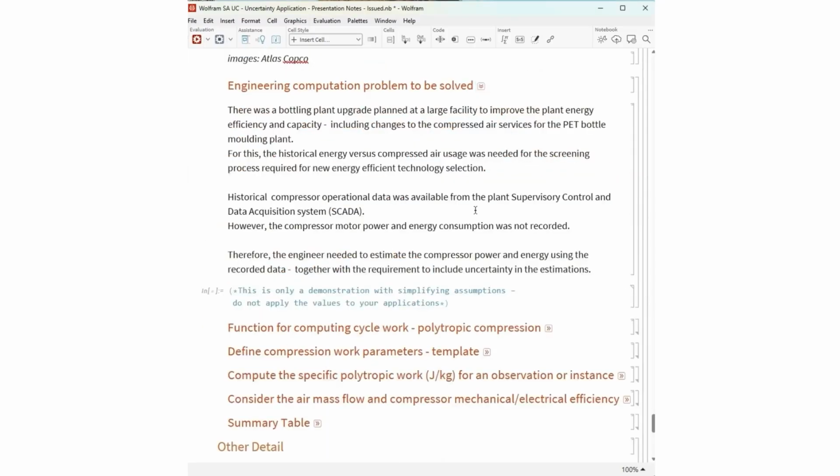The engineering problem was that the plant needed its energy efficiency and throughput capacity increased. For the new plant specification, the energy consumption needed to be confirmed via historical measurement for the different production levels. However, the energy and power history was not recorded, but the operational conditions were. The engineer resolved this by computing the polytropic compression work and then integrating this work done per unit mass and then converted that into power and energy, noting that there is a requirement to estimate the uncertainty of these values.